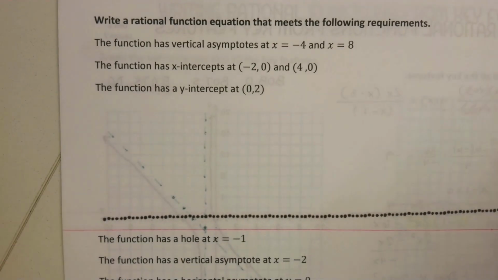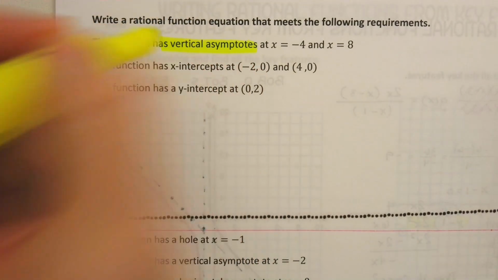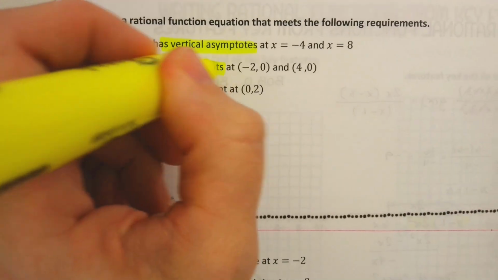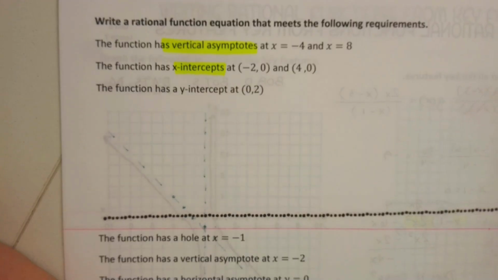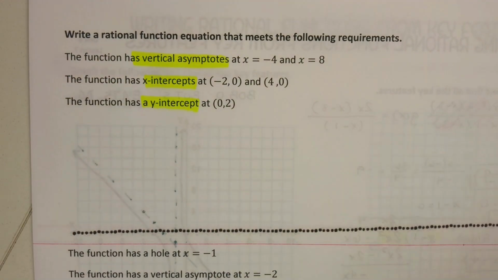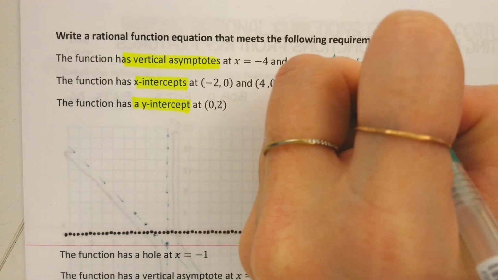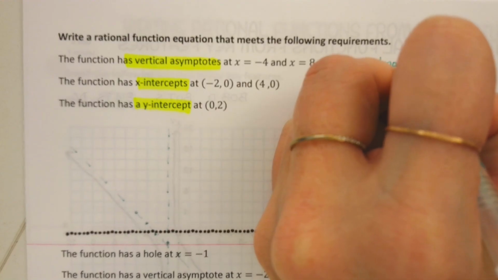Okay, reading through it real quick, it has vertical asymptotes at x equals negative 4 and x equals 8. It has x-intercepts at negative 2, 0, and 4, 0. And it has a y-intercept at 0, 2. So just thinking about what some of these would affect. What's the vertical asymptote going to affect? The denominator.